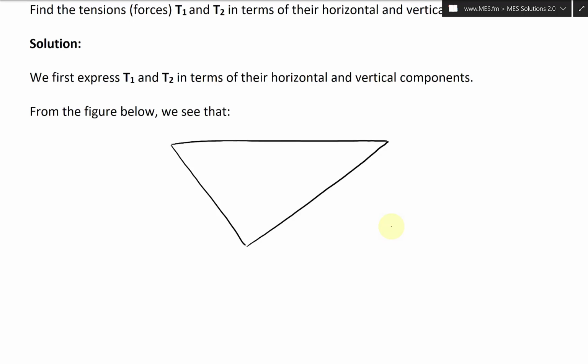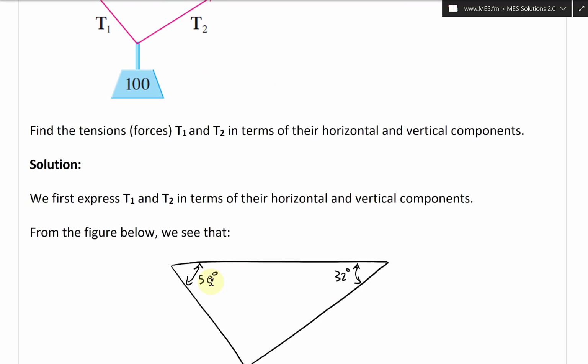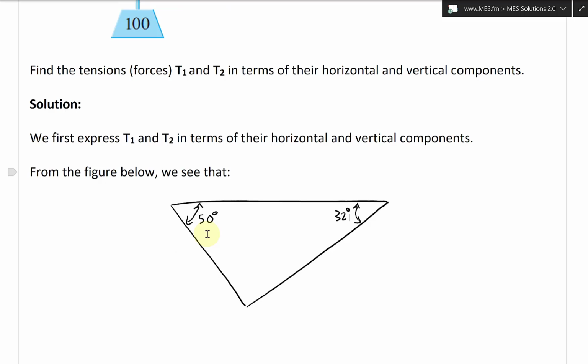All right, so we have this angle here. This is 50 degrees. This angle here is 32 degrees. So that is not as steep as this one. So 50 and 32. And now what we have is the tensions. And I'll draw this arrow like that. This is going to be our T1 vector. This will be our T2 vector.